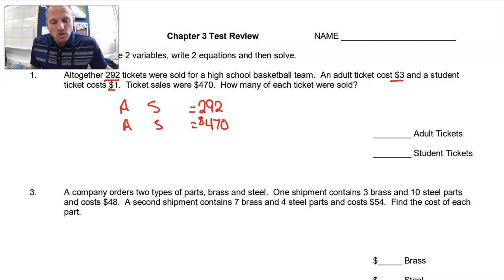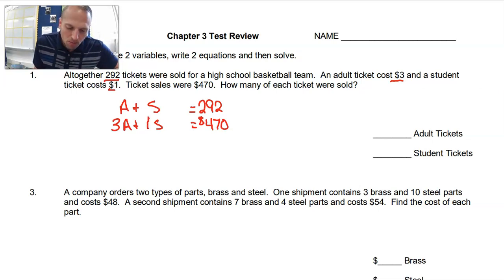So my question is, where are those going to go, on the top or the bottom? Well, it's $3 and $1. We've got dollars on the bottom, so it's going to be dollars, dollars, dollars on the bottom. 3 adults plus 1 student equals 470. And on the top, if you just add the adults and the students together, it's going to be 292 tickets sold.